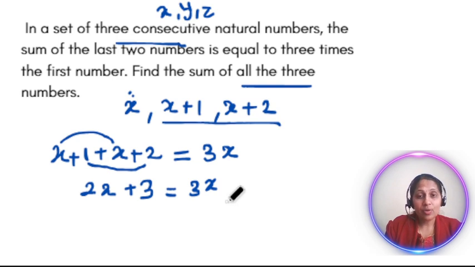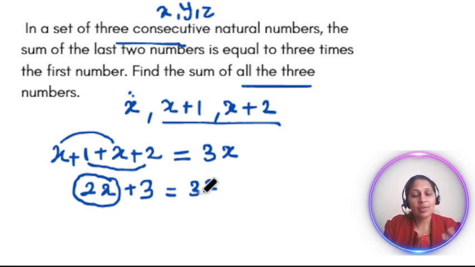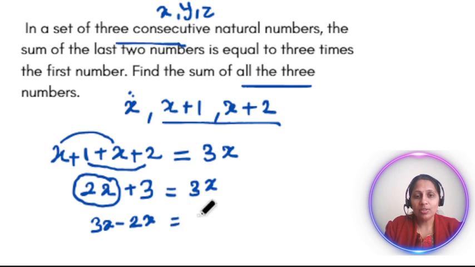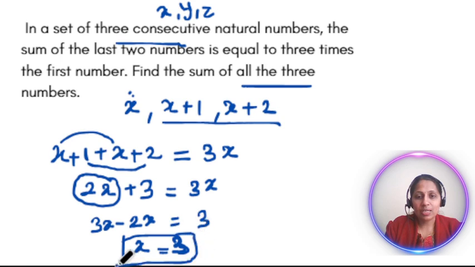Now the next step, group all the x's to one side and all the constants to the other side. So let me take this 2x to this side, because when I bring 3x to this side, it will become negative x. Then again I have to remove that negative sign, right? To make it simpler, I'll take this 2x to the other side. So 3x minus 2x equals 3. So my x equals 3. 3x minus 2x is x. So x equals 3. So the first number is 3.